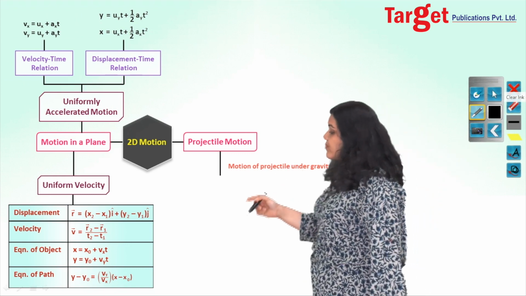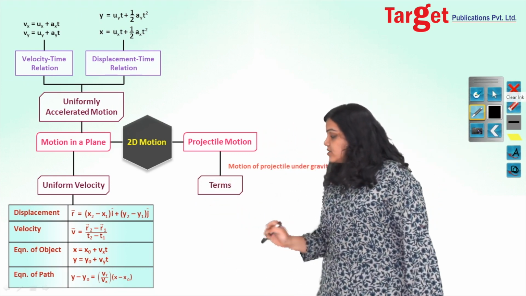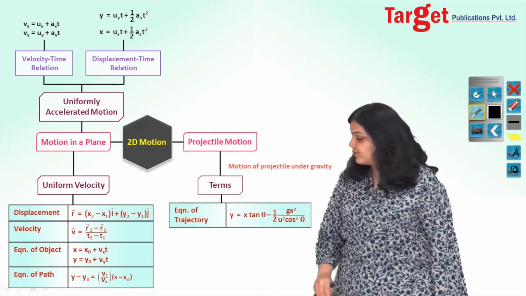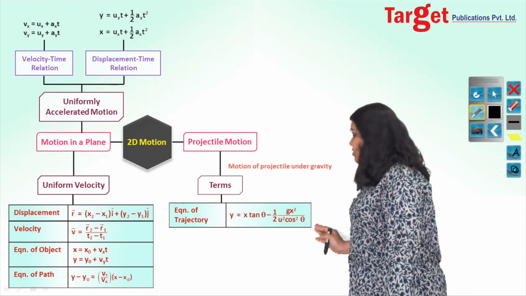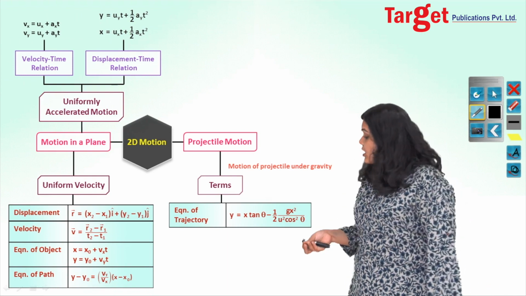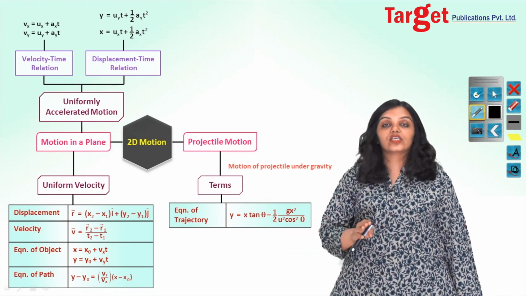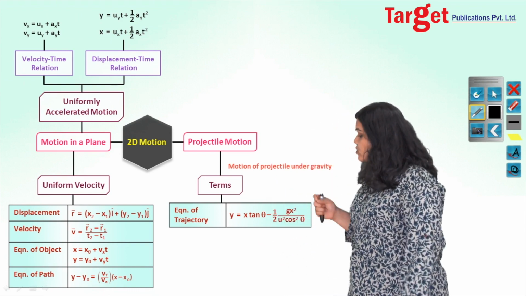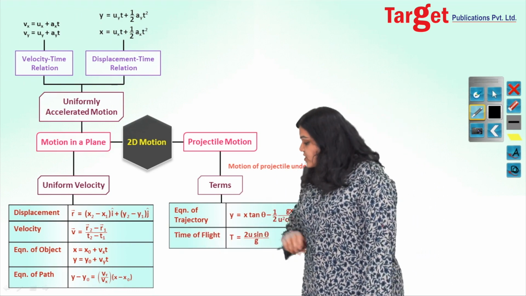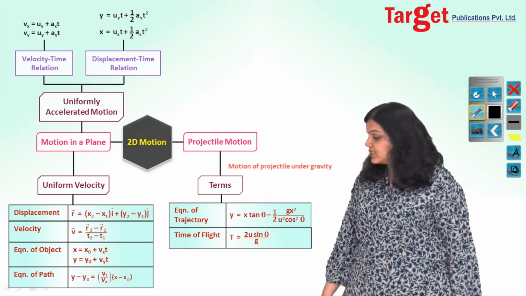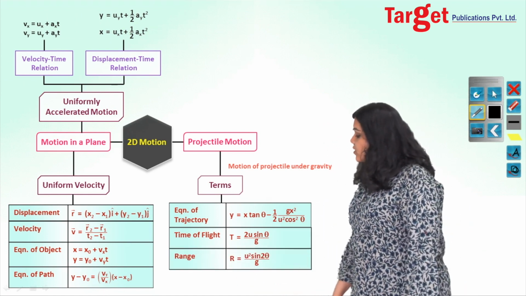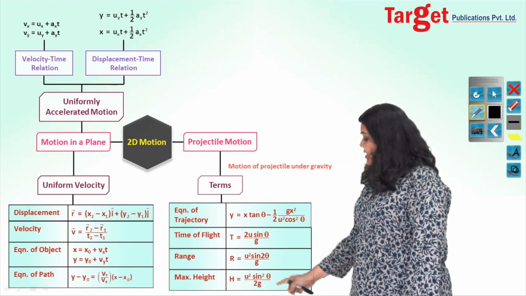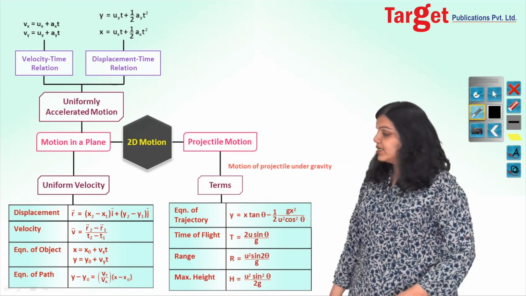This is the first type of projectile motion under which we have certain terms. The first term is the equation of trajectory. Now you can see this is a fairly complicated equation which you will rarely need. If you remember the equations along the x and y direction separately, that is also most of the time sufficient to solve your sums. We also have time of flight T is equal to 2u sine theta by g, range R is equal to u square sine 2 theta by g, and maximum height, that is H is equal to u square sine square theta by 2g.